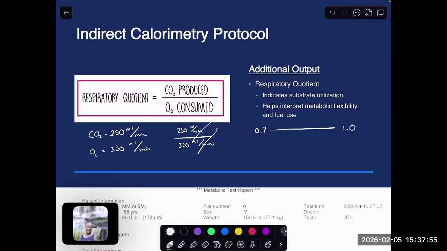Let's see here. I'm going to calculate this using a calculator for verification. 250 divided by 350 is going to be 0.71. So the closer a value is to 0.7, the higher the contribution of fats to resting energy expenditure overall. So a respiratory quotient of 0.71 is going to hang out right here. At this ratio, we're burning almost 100% fats, and that can make more sense in another video.